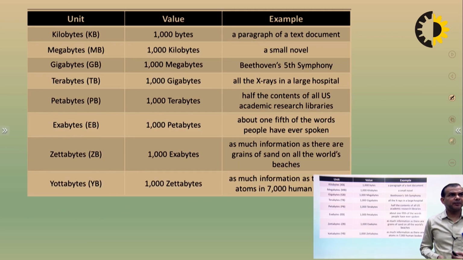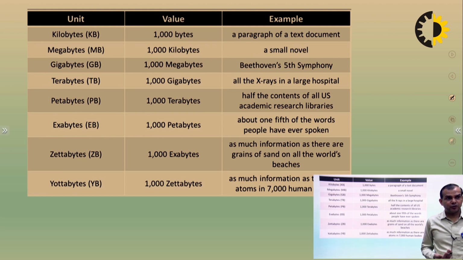This is a simple table. A kilobyte is about 1000 bytes, which is like a paragraph of a text document. A megabyte is 1000 kilobytes, which is like a small novel. A gigabyte is 1000 megabytes. Then come terabytes, petabytes, exabytes, zettabytes, and yottabytes.